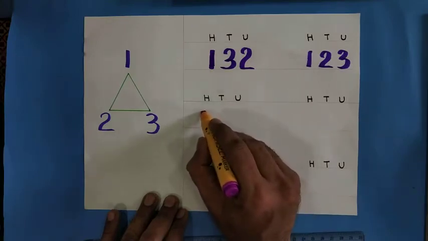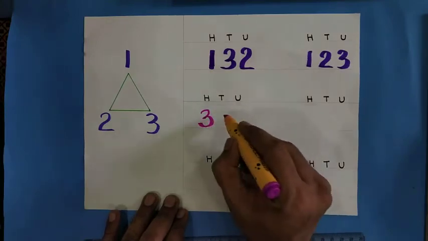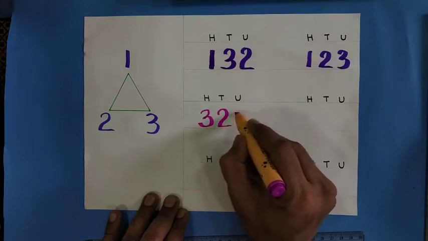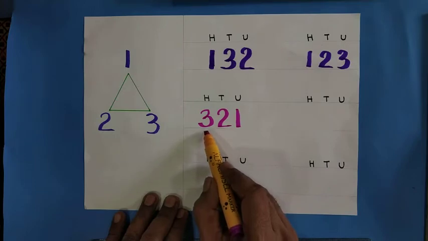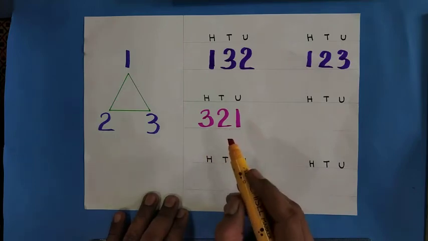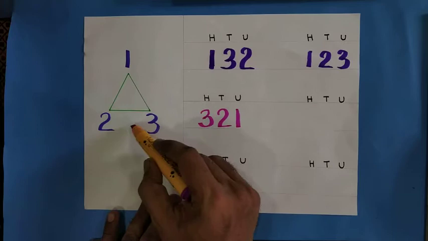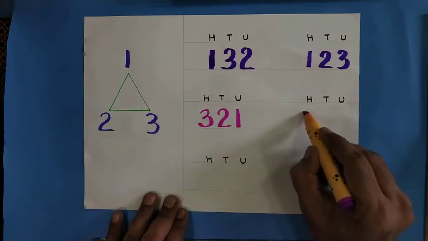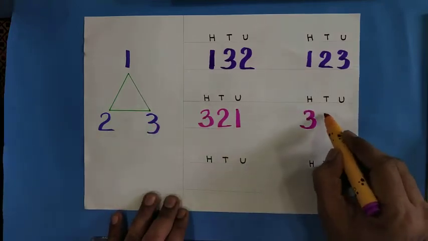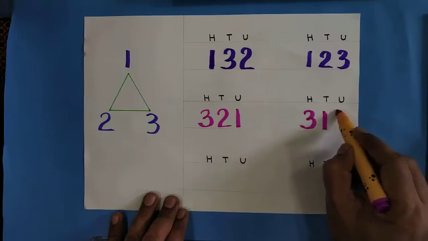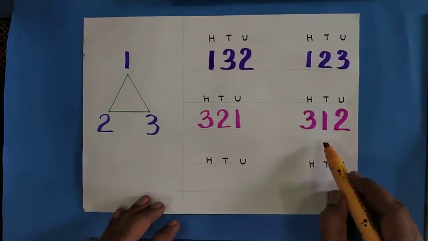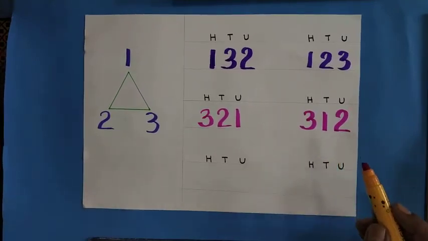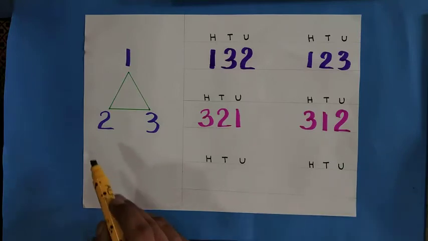So 3 at the 100 place, 2, 1. This is 3-digit number. 3 places are there. 321. Now anti-clockwise. 3 at the 100 place, then 1 and then 2. So you got the number 312. Okay, 3-digit number.